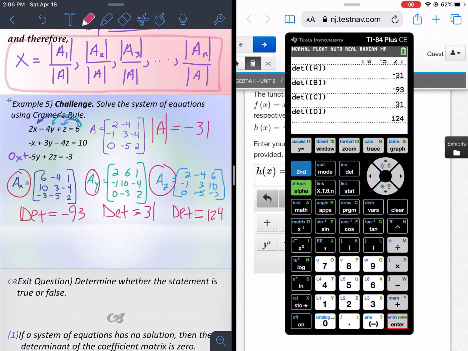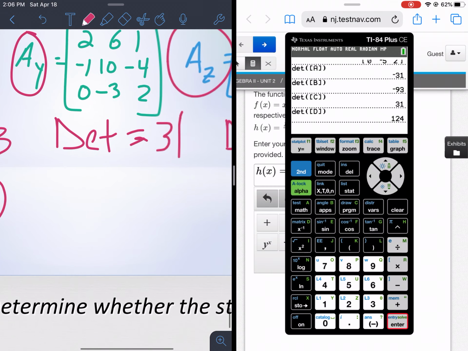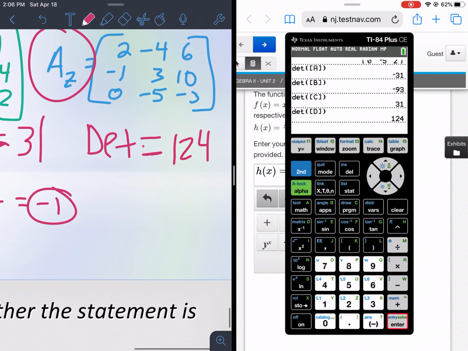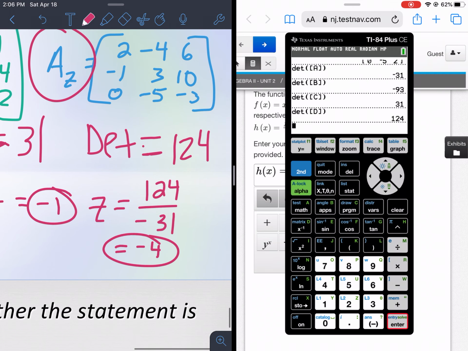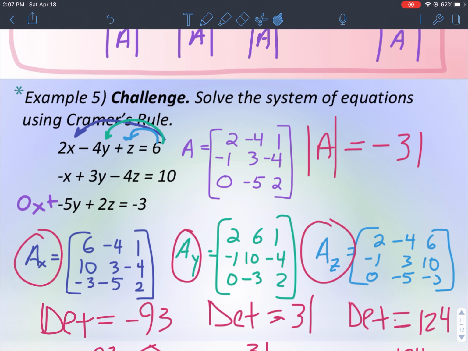All right, now x should be negative 93 over negative 31. It's going to turn out to be 3. Y should be 31 over negative 31. Z should be 124 over negative 31. All right, there you have it. We just did a challenge problem.